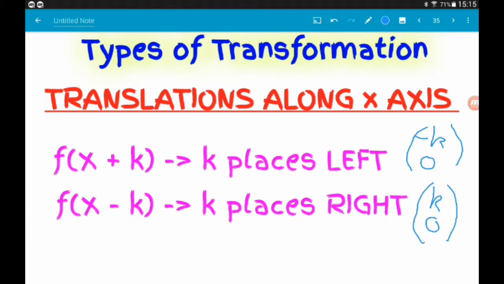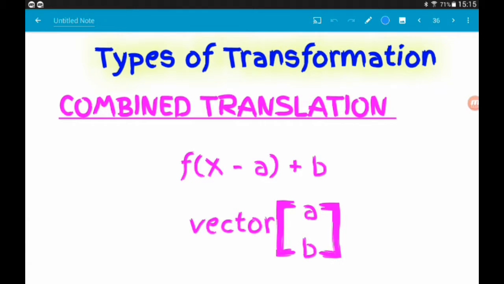And then our combined translations look like this. So in general, f of x minus a with b added on at the end has the vector (a, b). So that's our general combined translation.